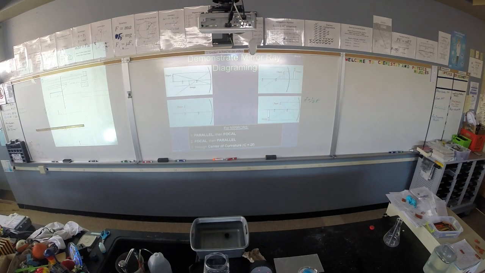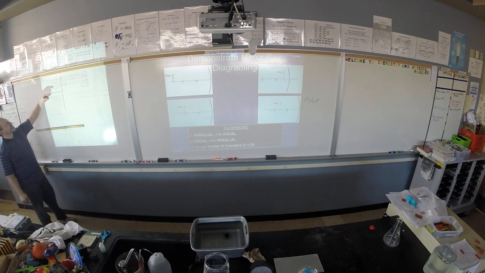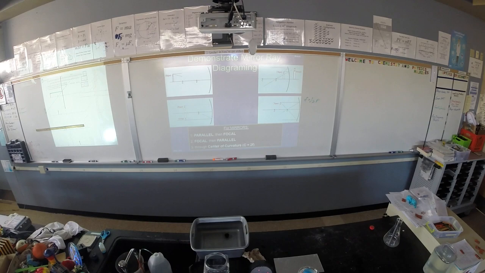So I made a parallel line, parallel to the principal axis. It struck the normal, then came down through the focal point. Okay. Give me a thumbs up, you got your first line done. So you're supposed to. Okay, good.